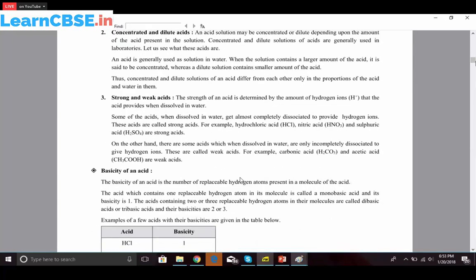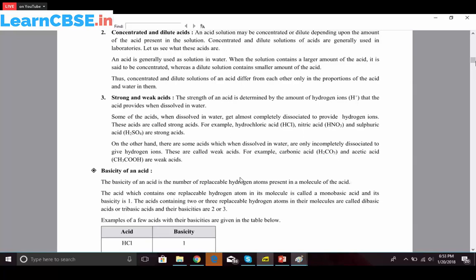This is based on whether the acid can give complete H+ when dissolved in water. That we call a strong acid. Weak acids give only partial H+ ions when dissolved in water. The strength of an acid is determined by the amount of hydrogen ions provided by the acid when dissolved in water.